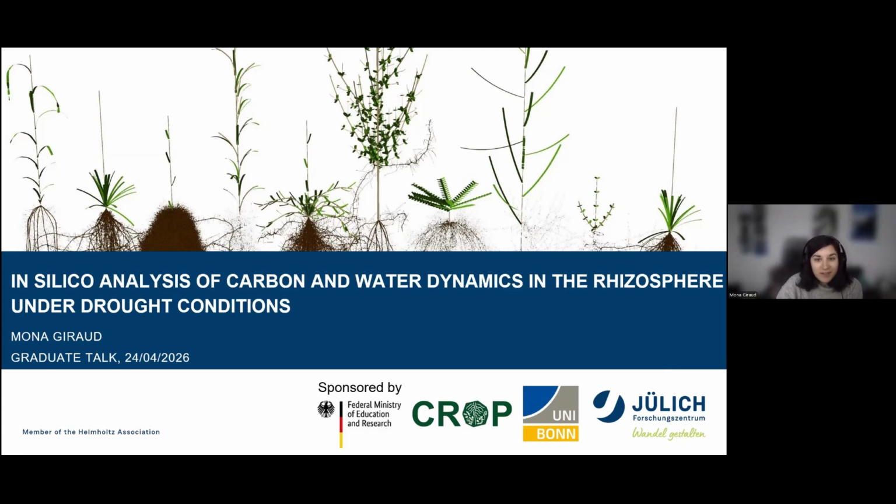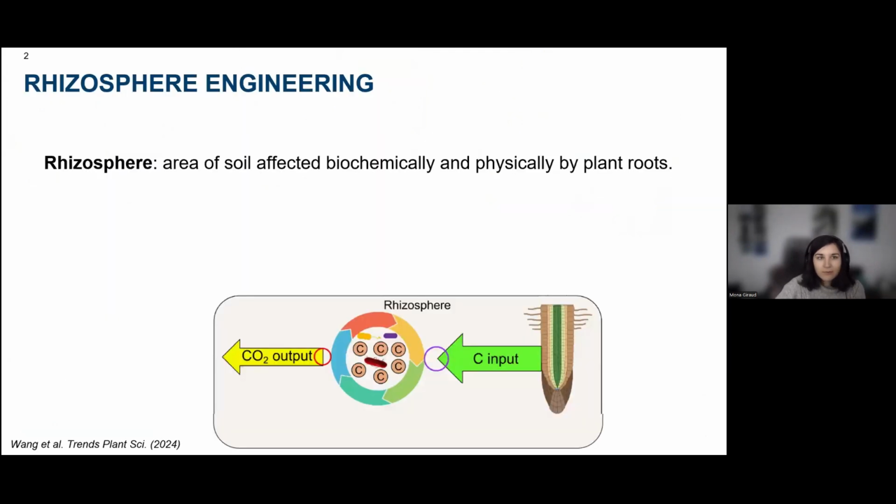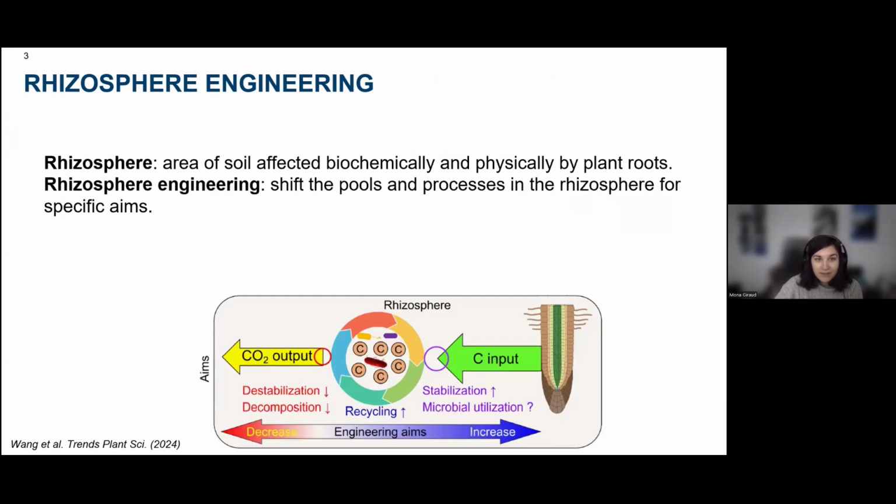As was said, my name is Giraud, and today we present part of my PhD thesis about the simulation of water and carbon fluxes in the rhizosphere. To start with, the rhizosphere is the area of soil that is affected biochemically and physically by plant roots. And rhizosphere engineering is when we try to shift the pools and processes in the rhizosphere in order to achieve specific aims. For instance, in this example, that would be to increase the sequestration of carbon in the rhizosphere.